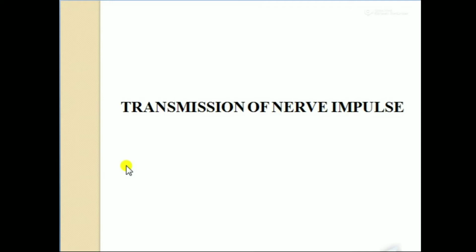Today I will discuss the transmission of nerve impulse. In my previous video I have already described the generation and conduction of nerve impulses, how the sodium and potassium channels work, how the pump works, and how depolarization and repolarization happen in our nerve cells or neurons. Today I will discuss how the information comes from the axon terminal to the dendritic region, okay, from the presynaptic region to the postsynaptic region.